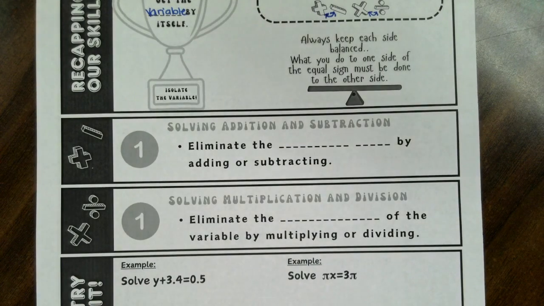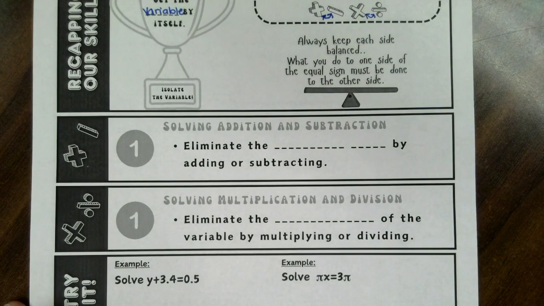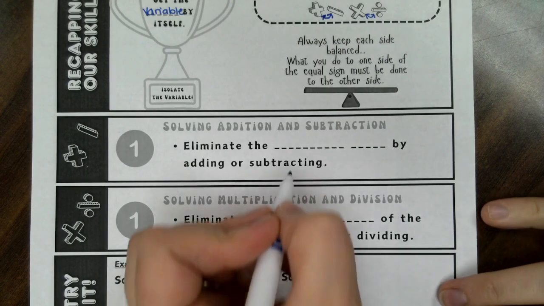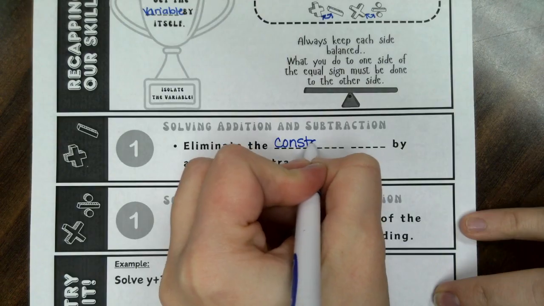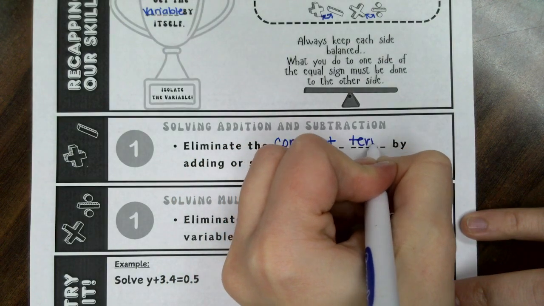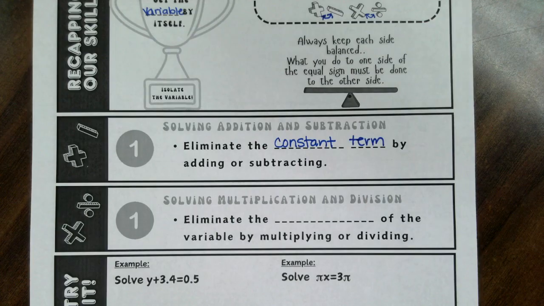So here's just a quick reminder of what we have to make sure that we're doing when we're solving with addition and subtraction, and when we're solving with multiplication and division. So if it's addition and subtraction, you have to eliminate the constant term by adding or subtracting. Remember, the constant term is the number that is not attached to a variable. And if you're wondering what a variable is, I hope you're not, but if you are, that's okay. Remember, the variable is the letter that we put in place of the unknown number. So if we're still trying to figure out what this number is, we don't know what it is, we put in a variable or a different letter.